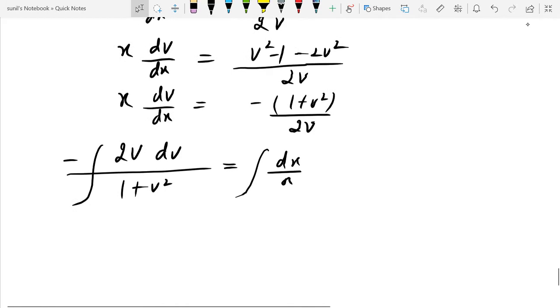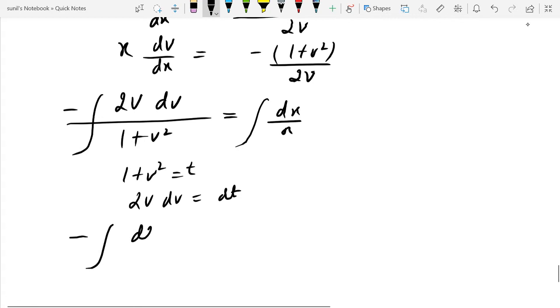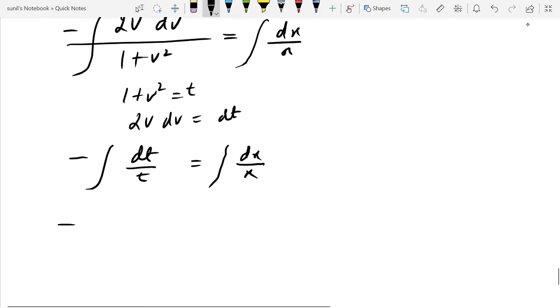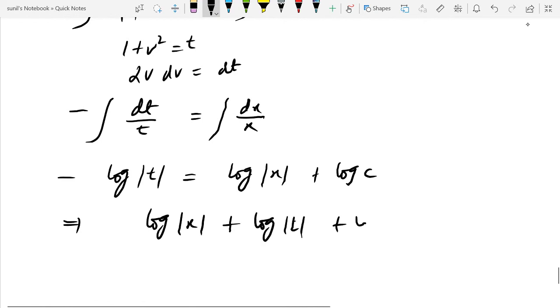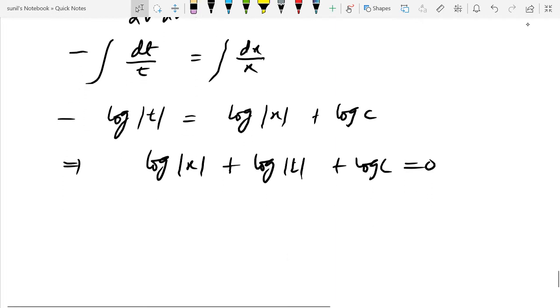Yes. On the left hand side substitute 1 plus v square is equal to t, 2v dv is equal to dt. That is nothing but minus dt by t equal to dx by x. Now one can write this as minus log mod t equals log mod x plus log c. So this can go like this: log mod x t into c is equal to 0. So x into t into c is e raised to power 0.